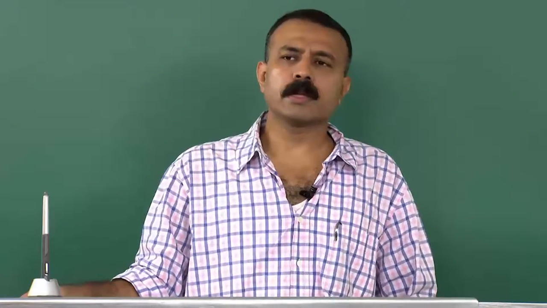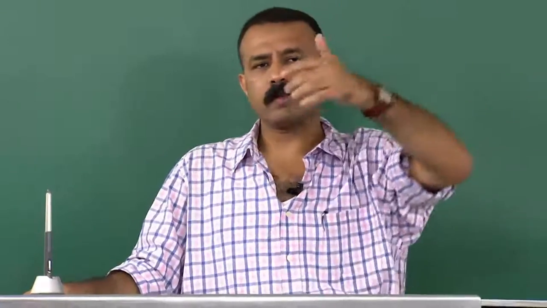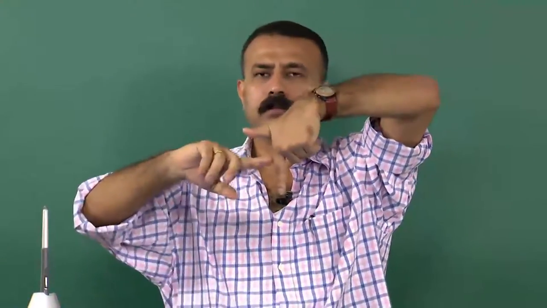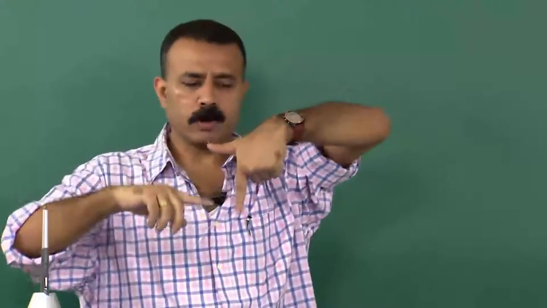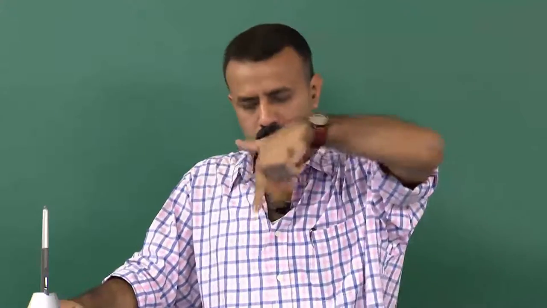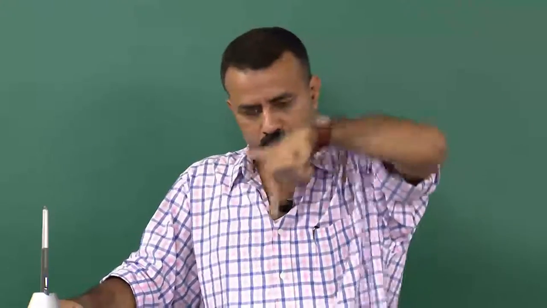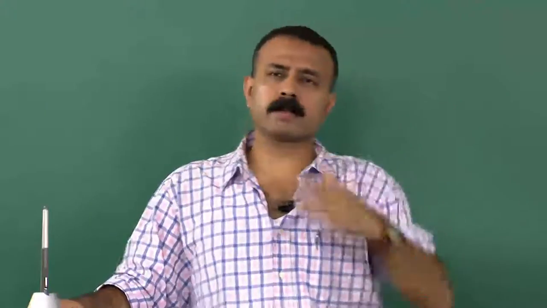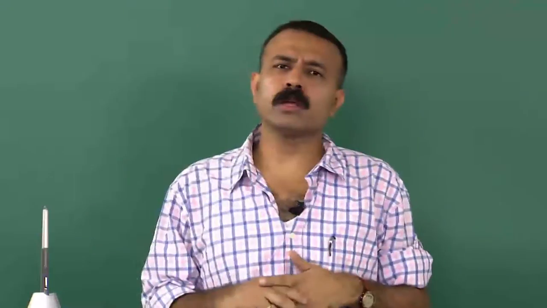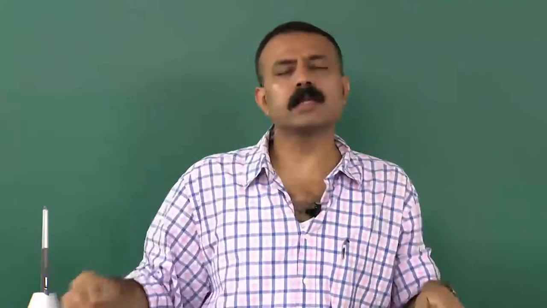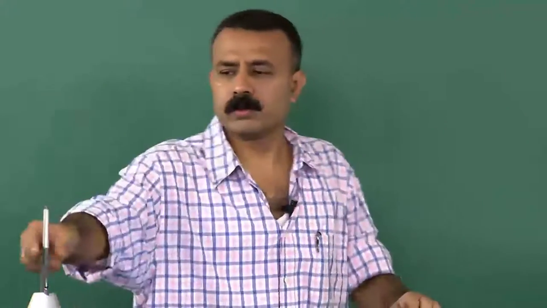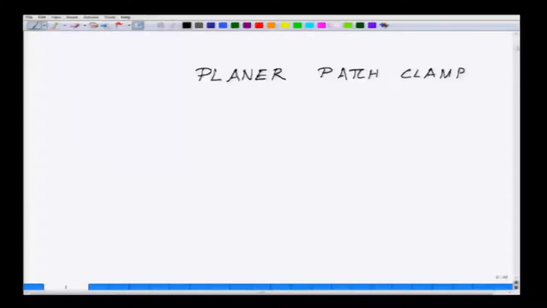In the existing patch clamp, you have this electrode which is coming from the top, and you have a 3-axis manipulator by which you can move the electrode like this, or like this, or up and down. So, there are 3 axes along which you can move the electrode, and all this you are doing while seeing the electrode through a microscope from the top. So, essentially this is how it works.